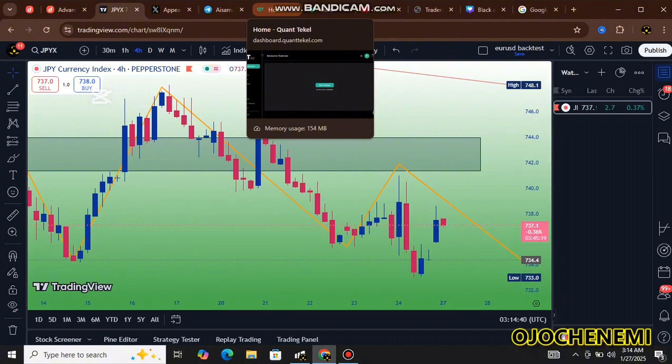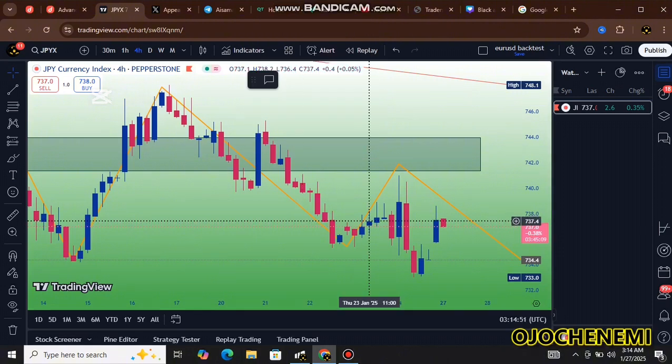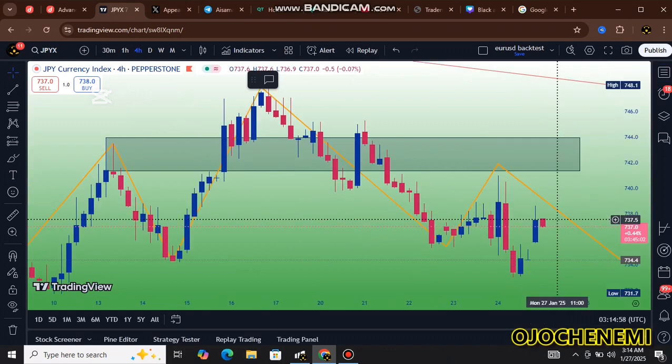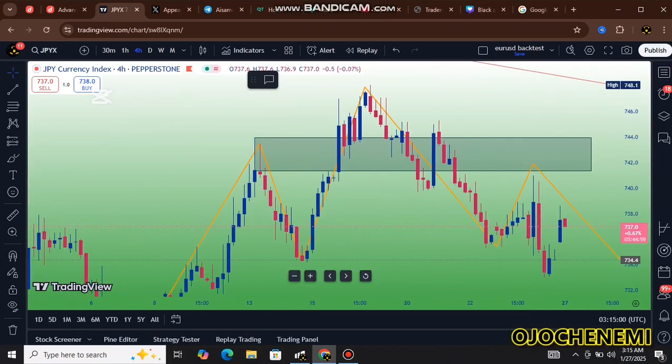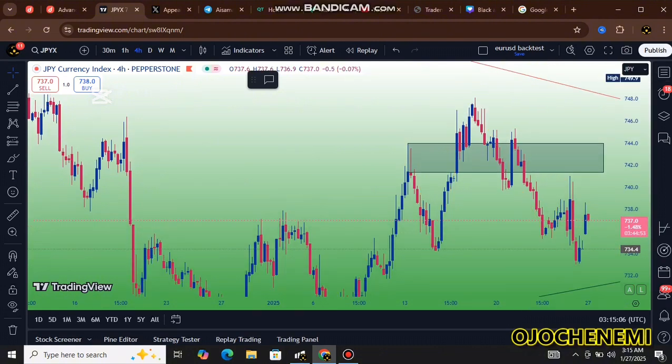Here is the JPY index. This was our previous analysis, so I'm going to delete it and do everything afresh so you can see. Let's go to the weekly time frame. We are going to start from the weekly time frame, so we know what we are on.